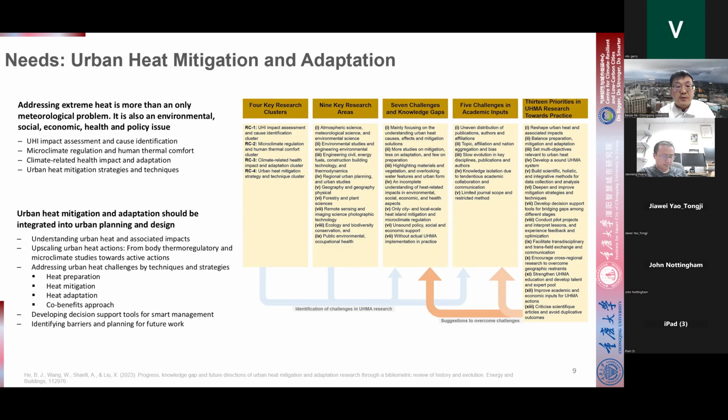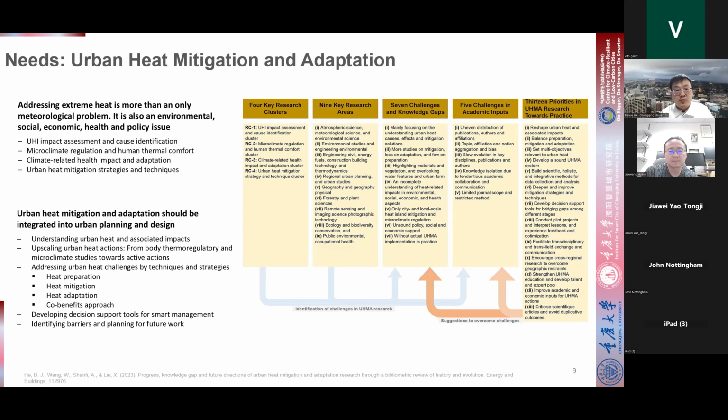So we want to upscale it into a city action, like what we have done with the low carbon eco city or the smart city. We would like to advocate for whole cities to work on the urban heat challenges. So how do we do this? First, we think it's necessary to understand urban heat within a broader scope of its impacts, not only on the environment, but also on the economy, health, and society. Based on this, we can arouse awareness and knowledge among different stakeholders, like government, enterprises, and the general public.